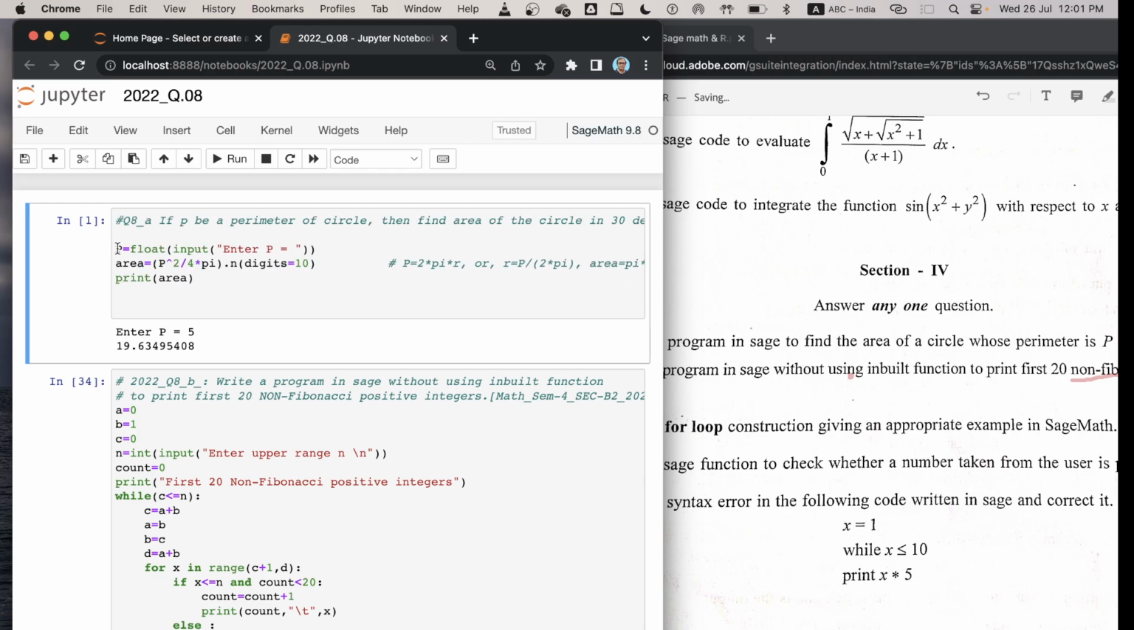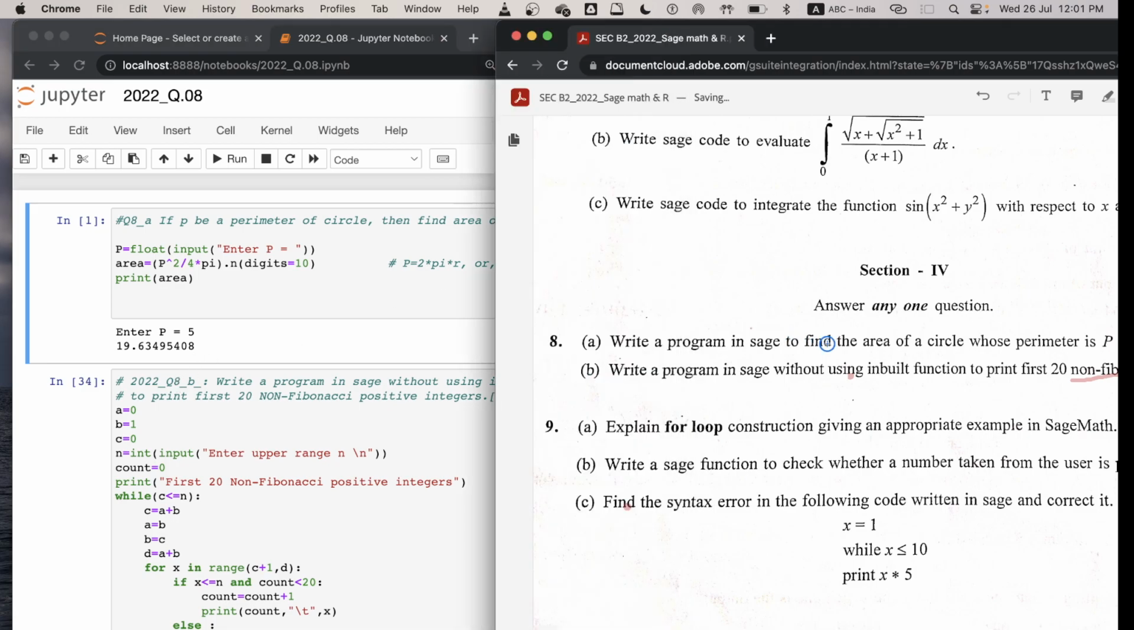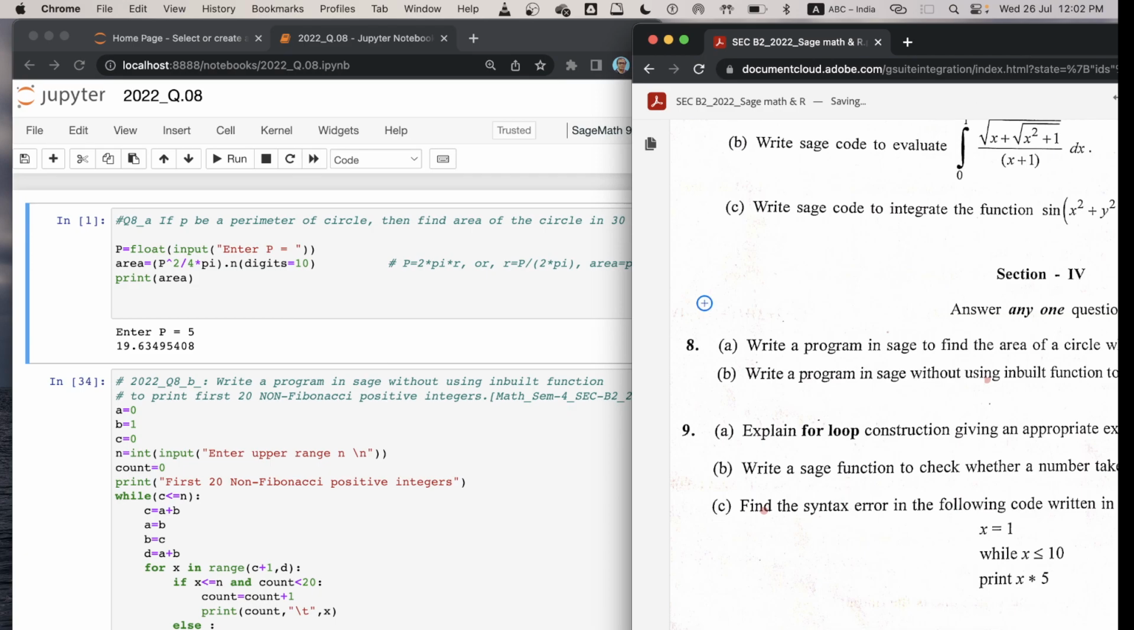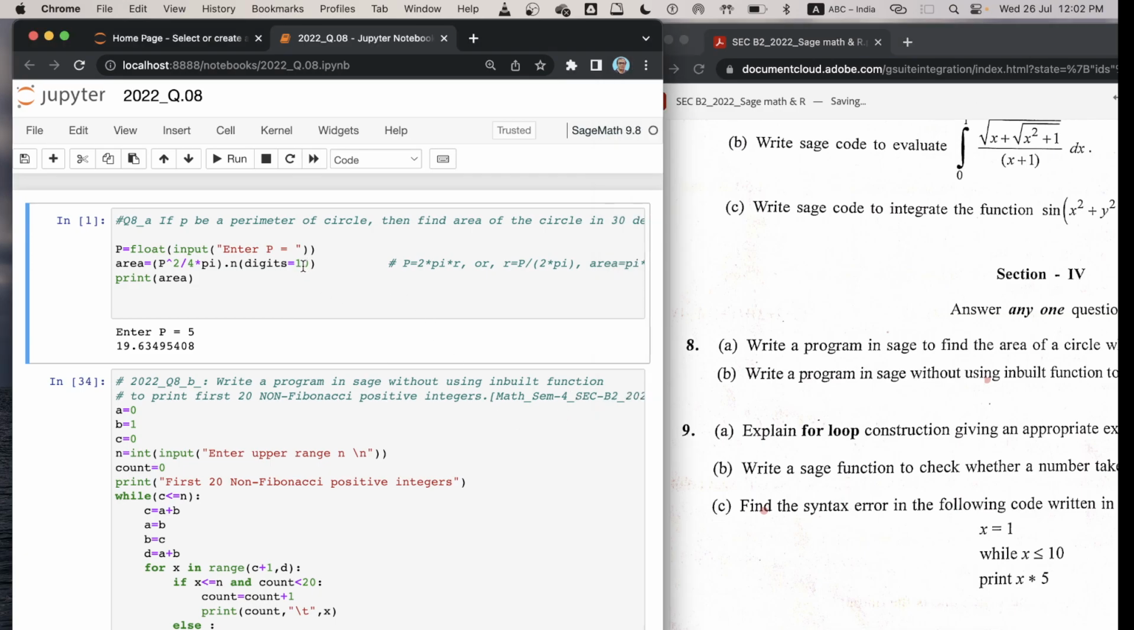So the float type input is P, and area is equal to P square by 4 pi dot n(digits=10). Here digits equals 10: 1, 2, 3, 4, 5, 6, 7, 8, 9, 10. Here there are a total of 10 digits. Print area, and we get a total of 10 digits here. Print the area in 30 places of decimal. Here 10 digits gives 8 places of decimal, so put here 32.